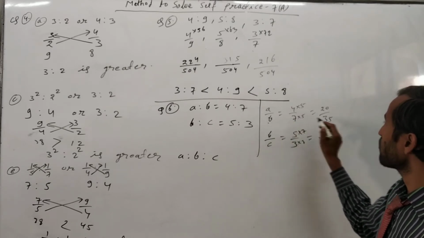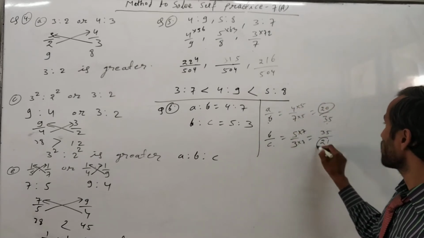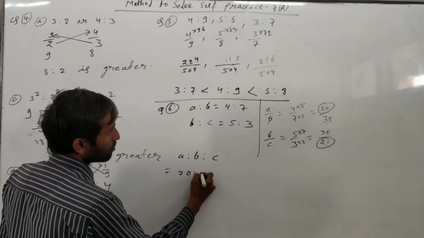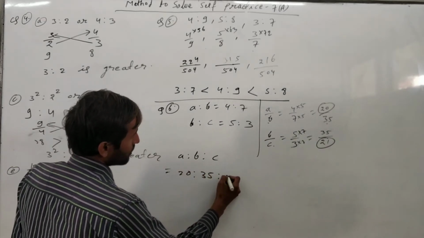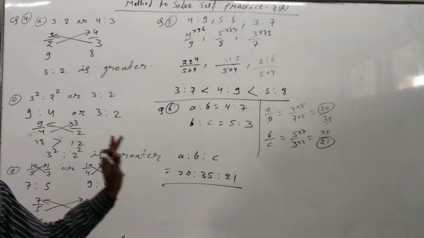Now see, here the B value is the same, here the B value is the same. Then the A value will be 20, the C value will be 21. Now you can write A is to B is to C as 20 is to 35 is to 21. So this is the final answer. Like that, we have to solve these types of questions.